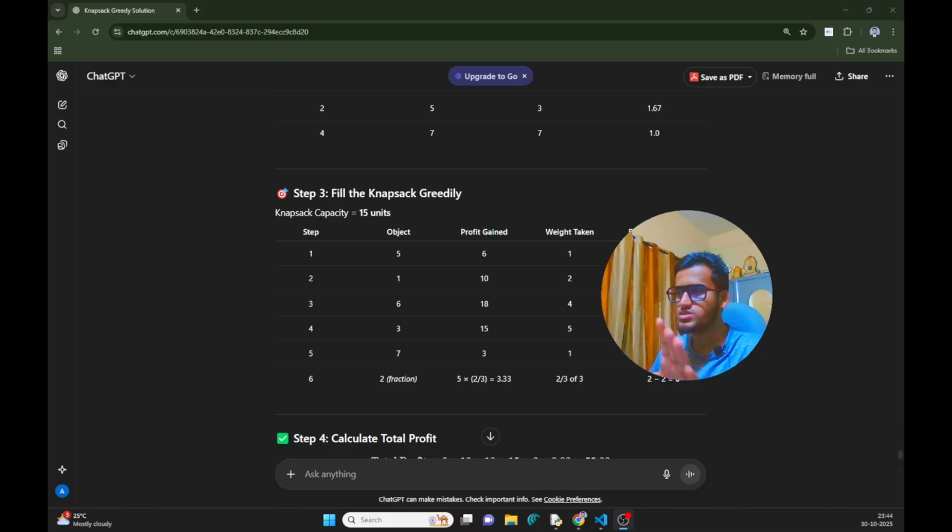I have just covered my face here. So you can see the table step one object profit weight. Uh, Weight gain means you have just Just a minute.